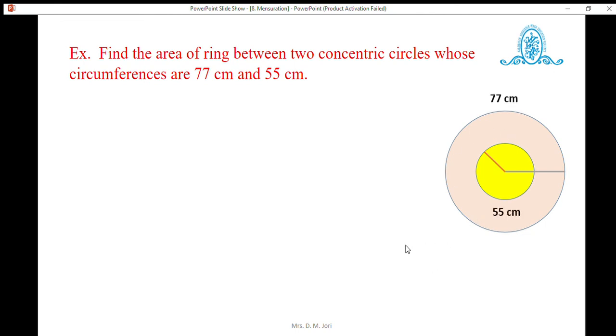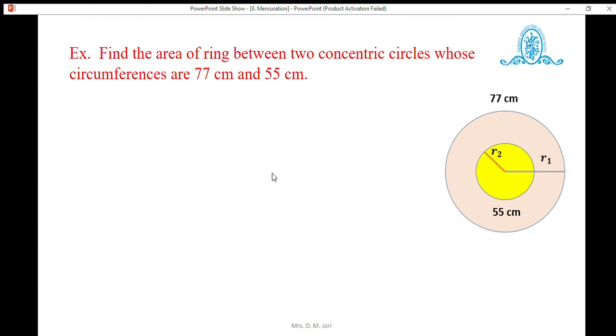The question is to find the area of the ring. Same as the previous slide, one of the examples, the gravel path. We have to now find the area of this ring. So what we just have to do is find the area of the bigger circle and subtract the area of the inner circle from that. You will get the area of the ring.